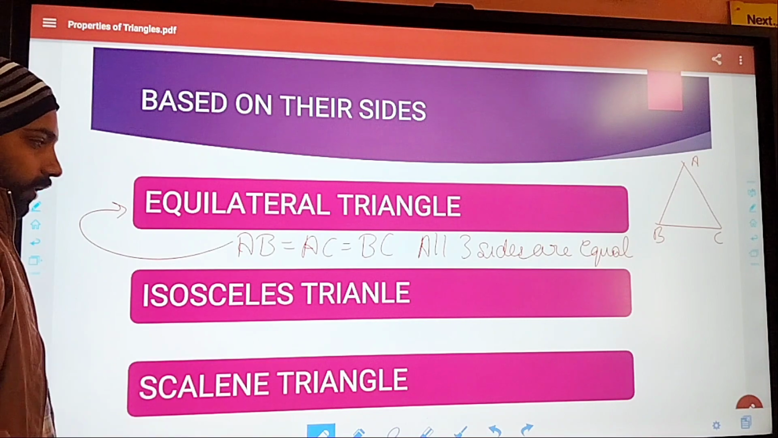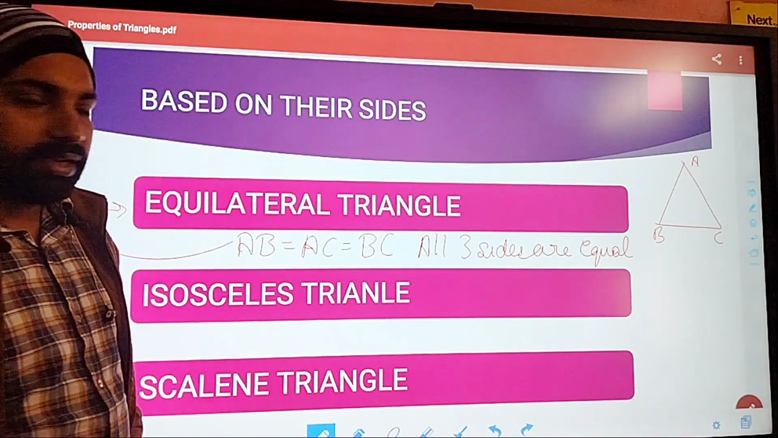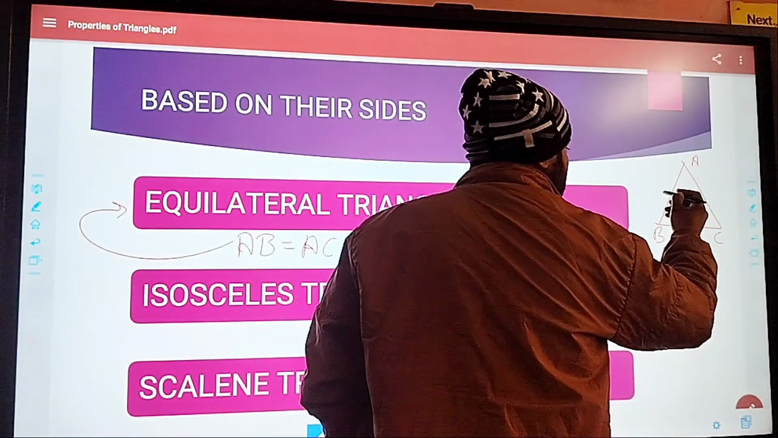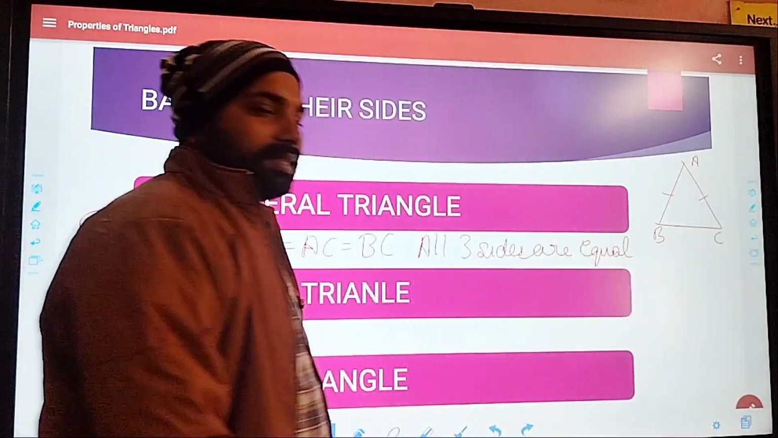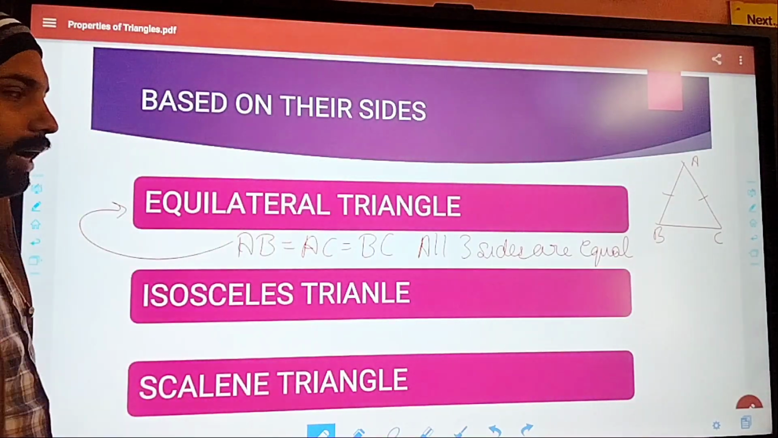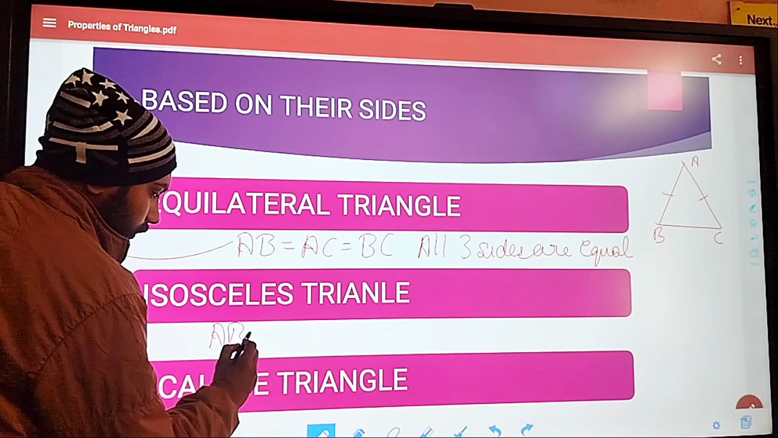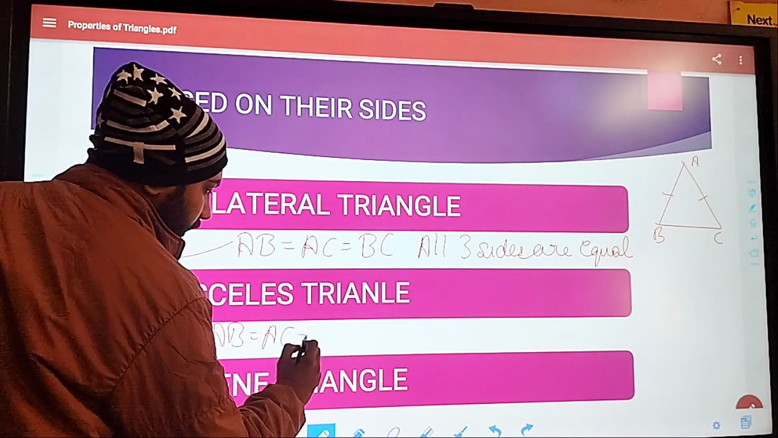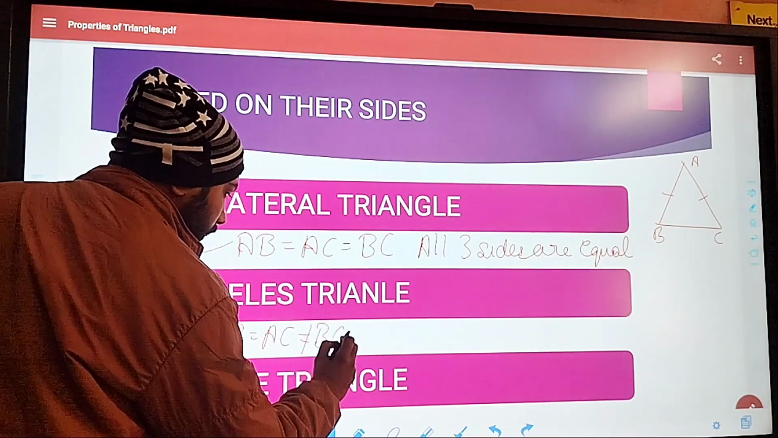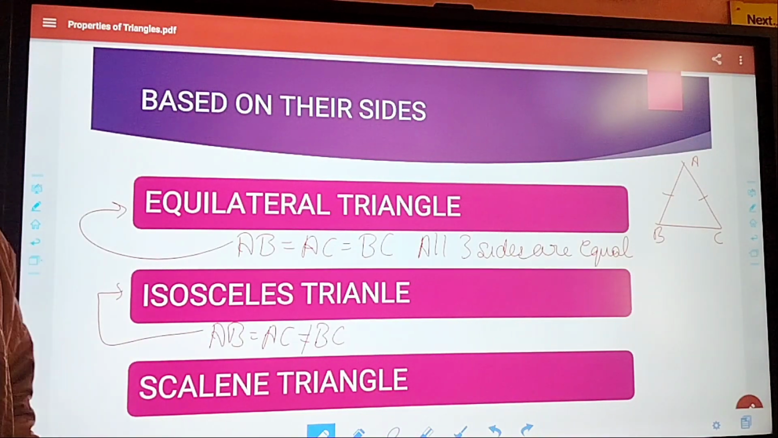Whenever two sides of a triangle are equal to each other, that will be counted as an isosceles triangle. Let us see with an example. If AB is equal to AC but BC is not equal to them, then we can count that triangle as an isosceles triangle. So, AB equals AC but BC is not equal to them, then this type of triangle will be counted as an isosceles triangle.